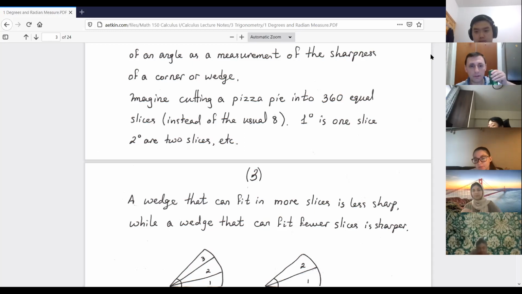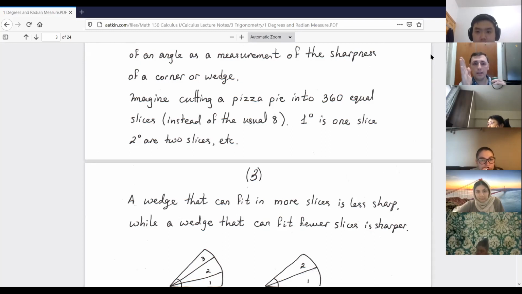Very good. 40 what? 45. How do I know, guys? Cut the pizza into 2 parts, right? Half a pizza, you have the diameter, it's 180 Babylonian degrees. Do you agree?